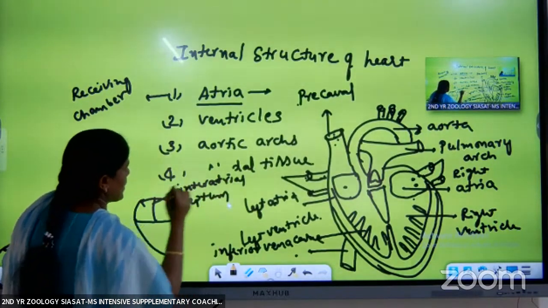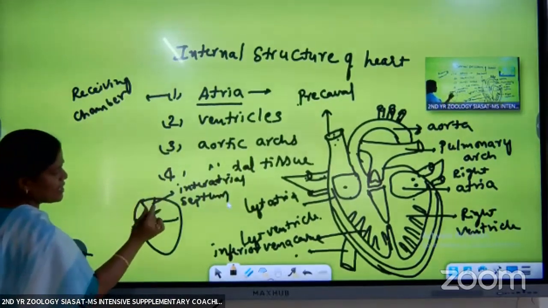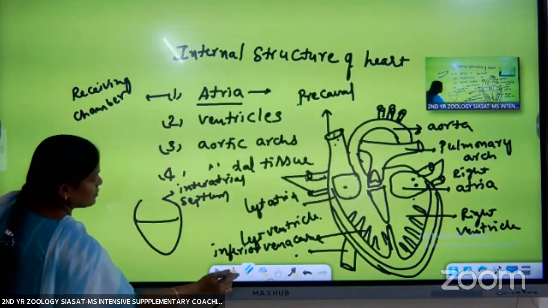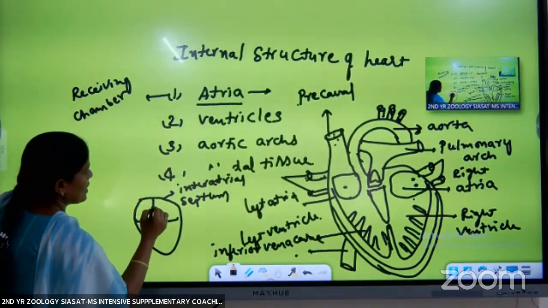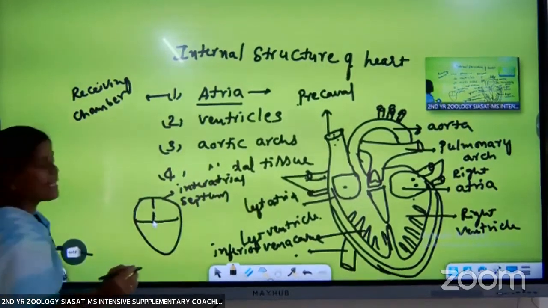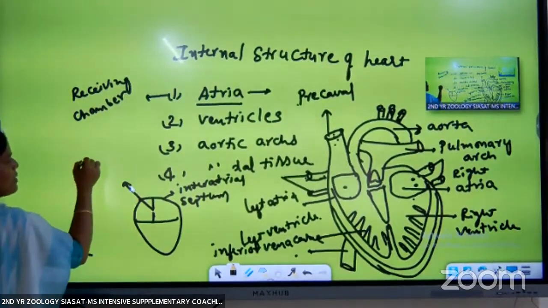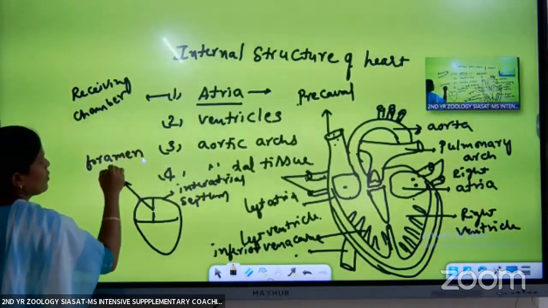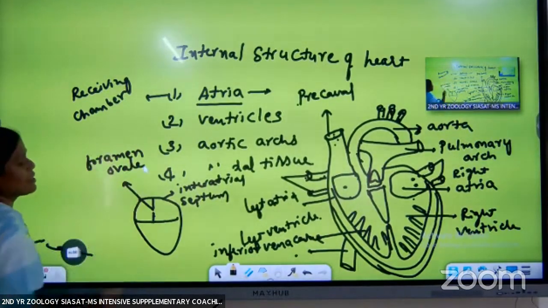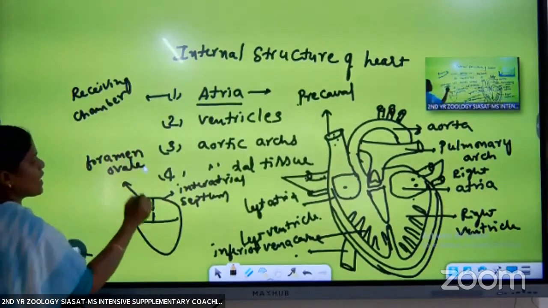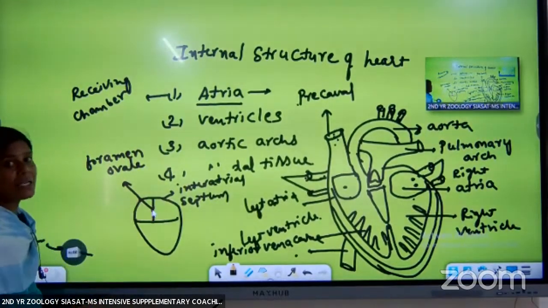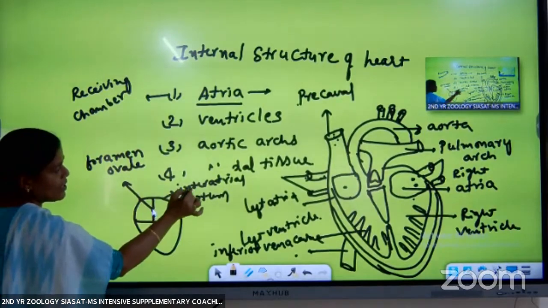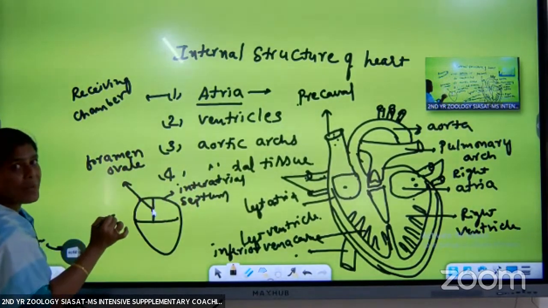In the fetal stage, this interatrial septum has a small opening. The small opening present in the interatrial septum in the fetal stage, we call the foramen ovale. After the birth, the lungs are functioning, and this foramen ovale is closed and forms a mark.